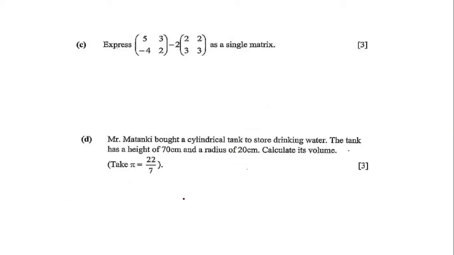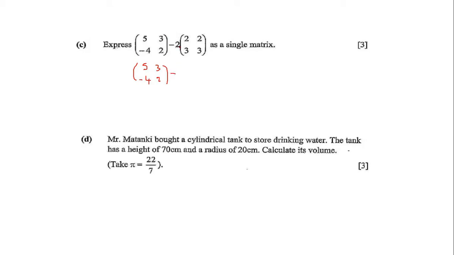Express the matrix (5, 3, negative 4, 2) minus 2 times the matrix (2, 2, 3, 3) as a single matrix. So this one is simply subtraction of matrices. But before we can subtract, we can write the first matrix we have, this one here. This is 5, 3, negative 4. We write it as it is, negative 4, then 2. So what you're going to do is, let's say we have this minus here.